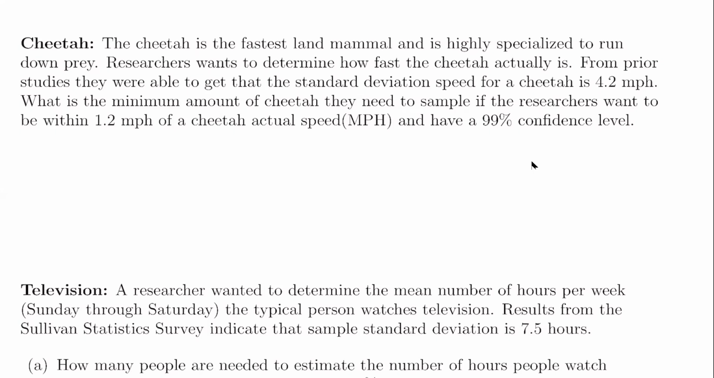All right, so let's go ahead first, just label everything. So the first thing they give us is 4.2. So the 4.2 just represents our sample standard deviation. All right. So if you look at the next thing that they give us, the 1.2 miles per hour. And they say within, so that's telling us that's our margin of error. So it's telling us margin of error is 1.2.